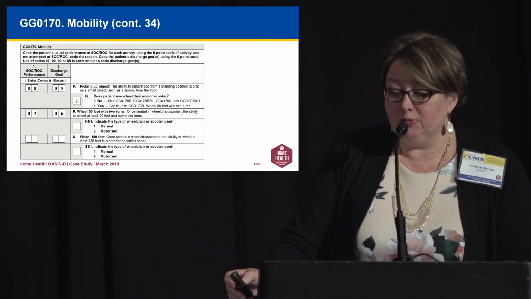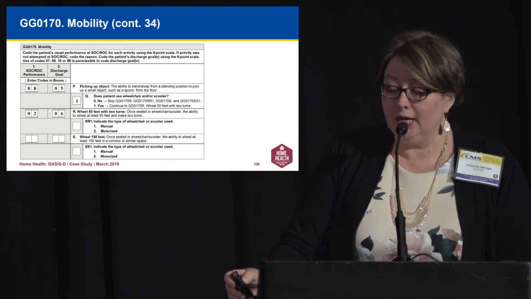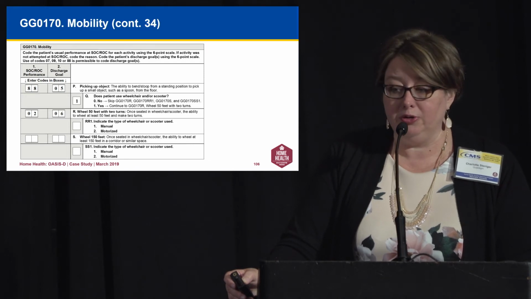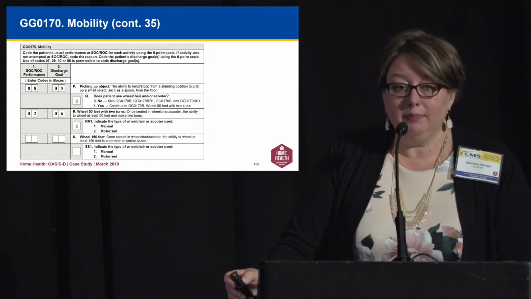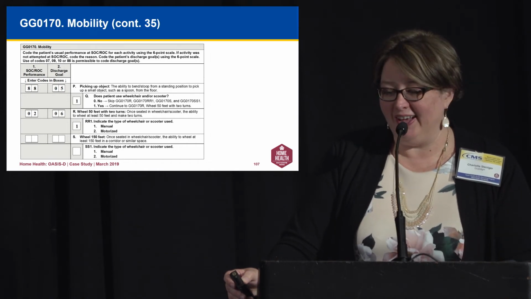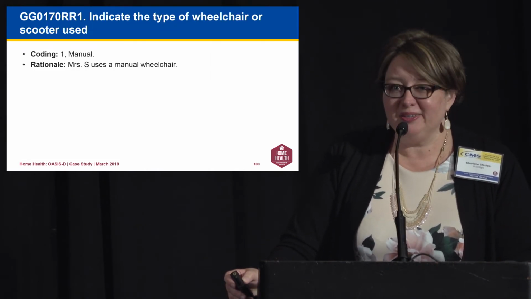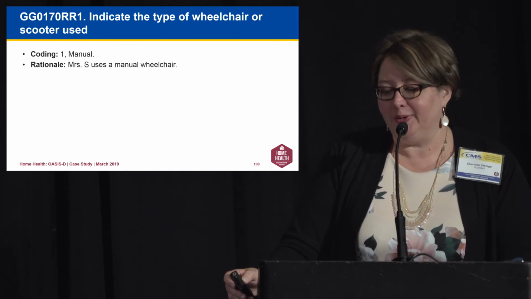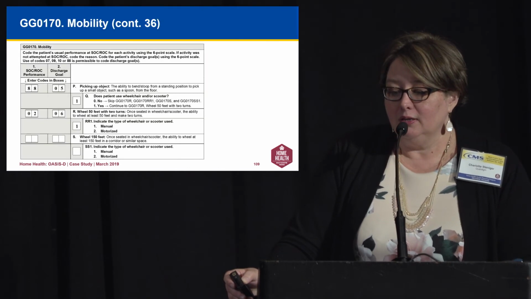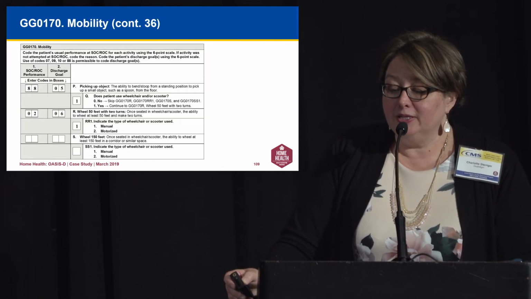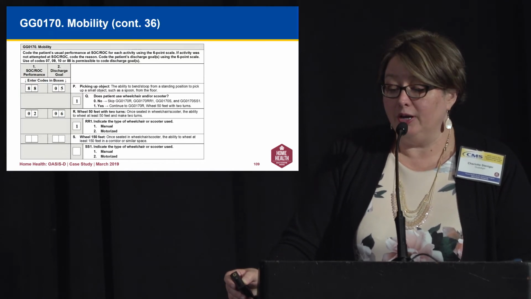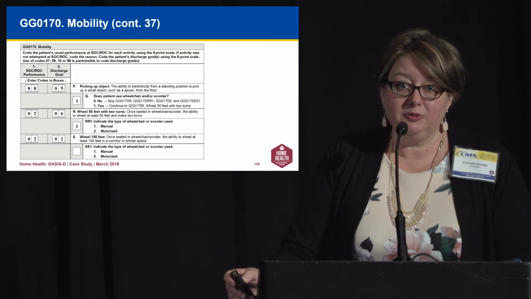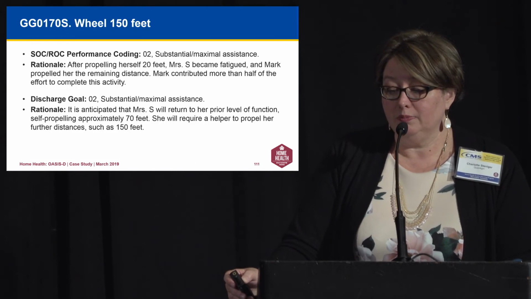Moving on, we're going to RR1, indicate the type of wheelchair or scooter used. And that answer is 1, manual. I think we talked about the fact that Mrs. S uses a manual wheelchair, so that's where that's going to be reflected. And then we get to GG0170S, which is wheel 150 feet. And that coding is 02 and 02.